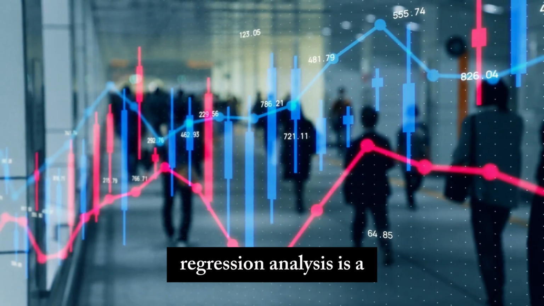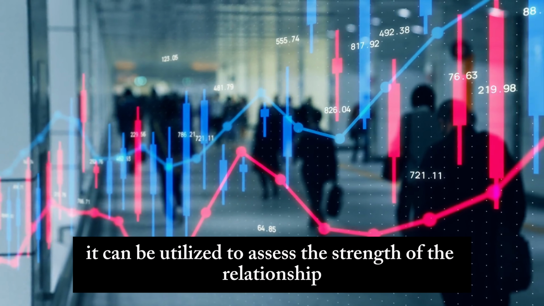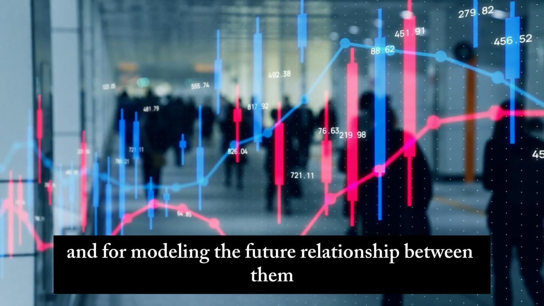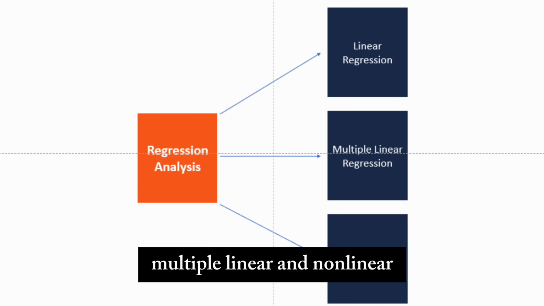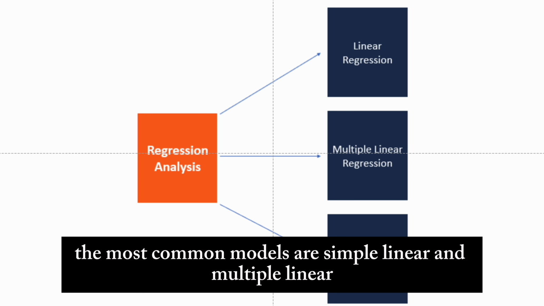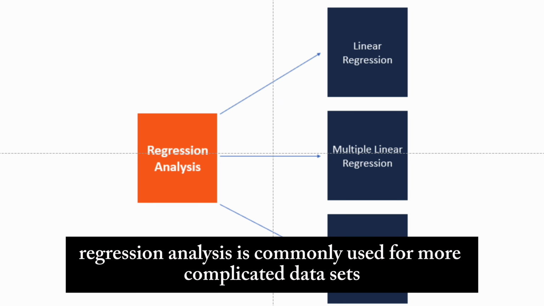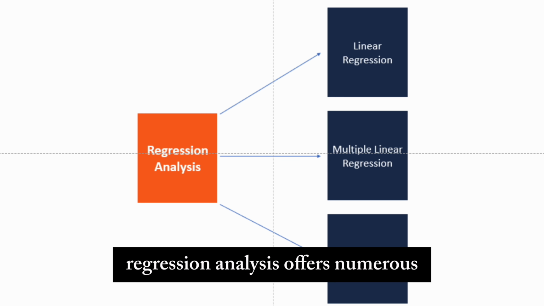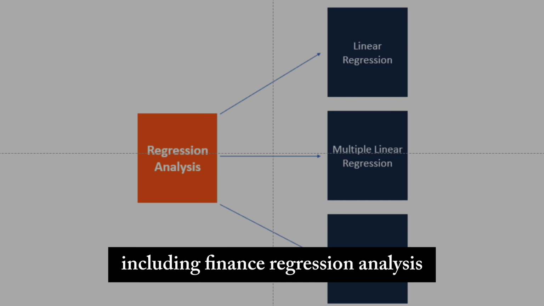Section 4. Regression Analysis. Regression analysis is a statistical method used to identify relationships between variables. It can be utilized to assess the strength of the relationship between variables and for modeling the future relationship between them. Regression analysis includes several variations, such as linear, multiple linear, and nonlinear. The most common models are simple linear and multiple linear. Nonlinear regression analysis is commonly used for more complicated data sets in which the dependent and independent variables show a nonlinear relationship. Regression analysis offers numerous applications in various disciplines, including finance.